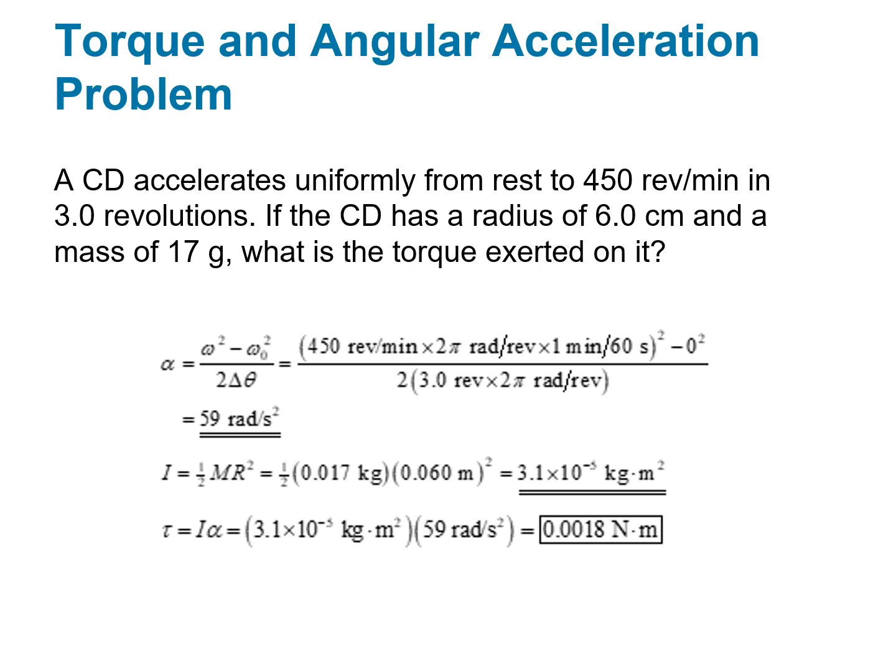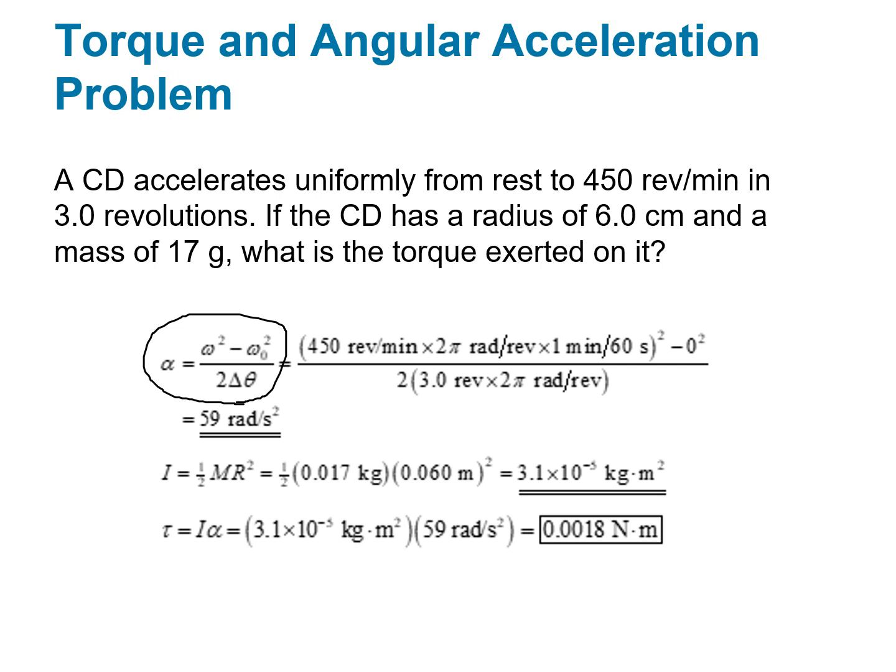So we have a CD. It's going from rest to 450 revolutions per minute in 3 revolutions. And if it has a radius of 6 centimeters and a mass of 17 grams, what is the torque exerted on it? So the first thing I'm going to do is use one of my 3 motion equations that we have outfitted in terms of angular quantities. So my final is going to be 450, and I have to change the revolutions per minute into radians per second. So I multiply by 2 pi and divide by 60.